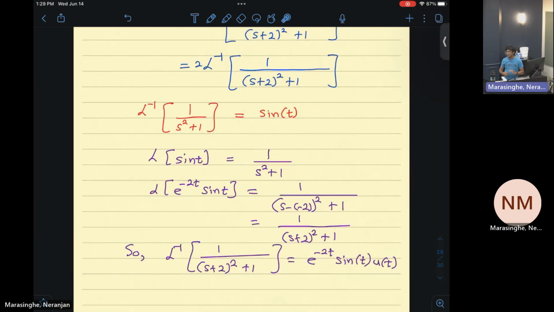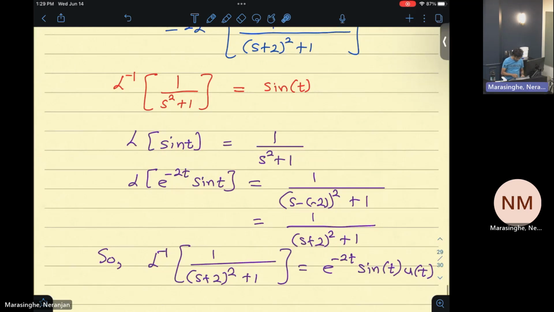Any questions about that? So you have to connect the first translation theorem. That allows us to find the inverse Laplace transforms of these kinds of complicated functions. We cannot directly write the inverse Laplace of 1 divided by (s plus 2) square plus 1, but we know how to write the inverse Laplace of 1 divided by s square plus 1. We are using that fact to find the inverse Laplace transform of the given function.